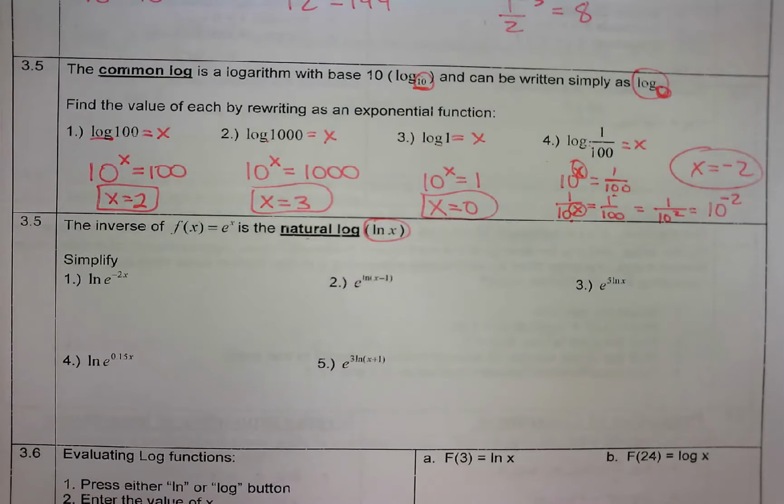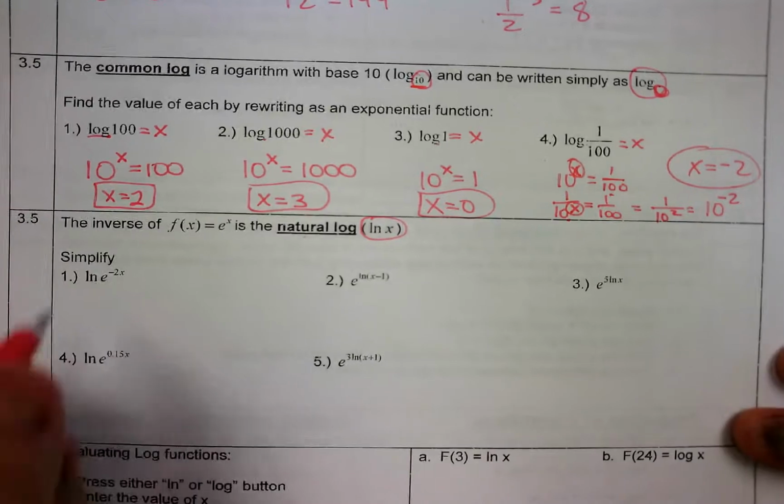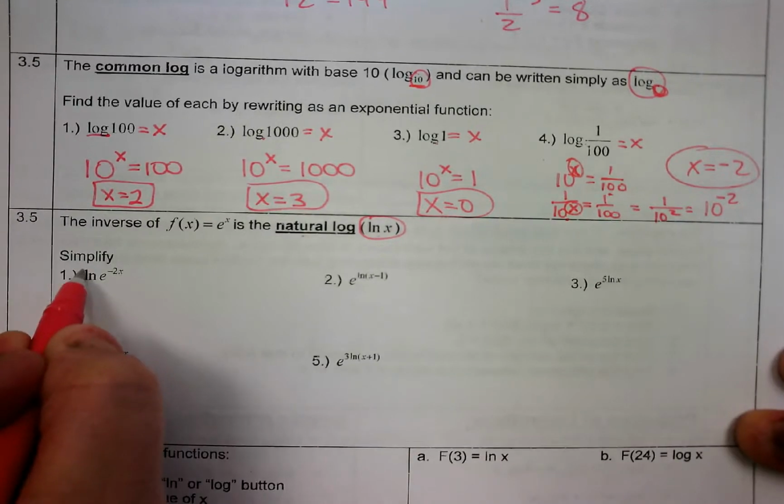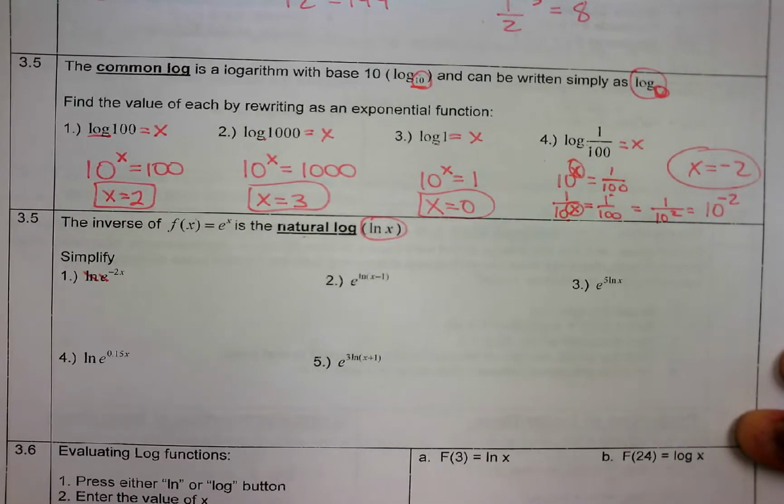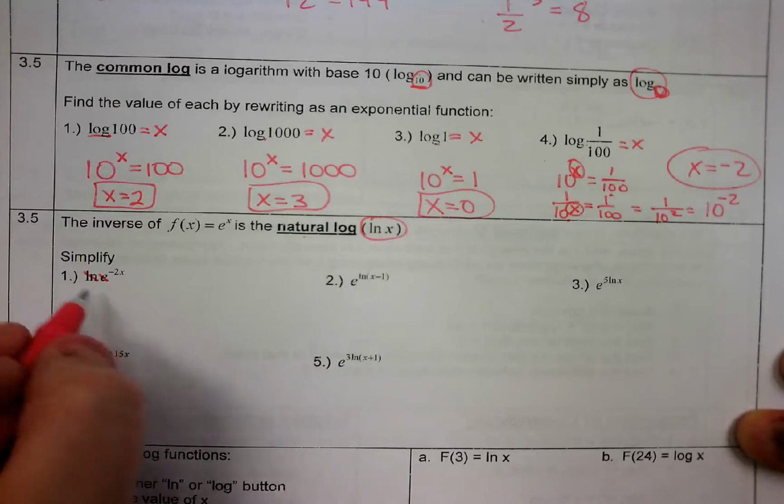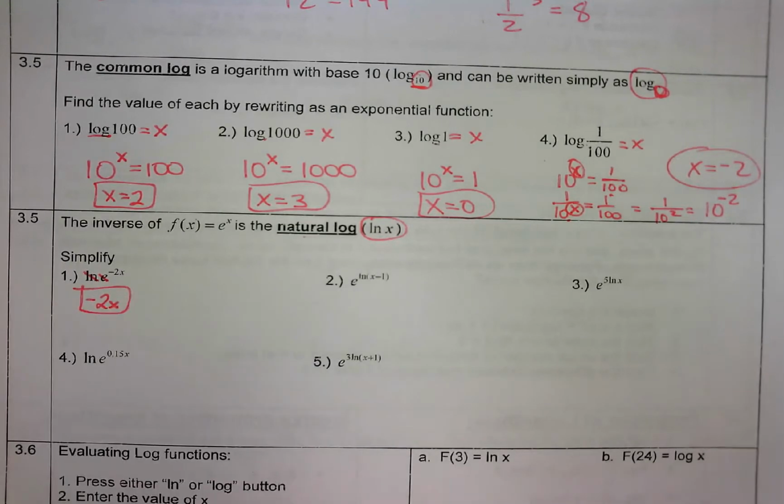Okay? Well, these two things, anytime you have inverses, they undo each other. So these are actually going to undo each other. Okay? So here, the ln and the e, when they're side by side like that, undo each other. Okay? They're opposite operations. They're inverse. So when I simplify, I'm just left with negative 2x.